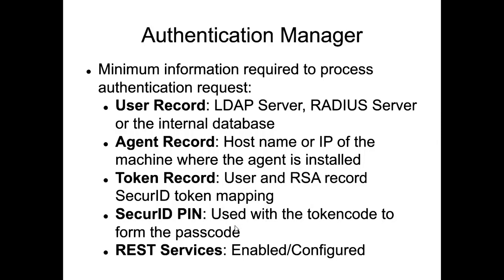Then the SecurID PIN. Each user is allowed to configure his own PIN, so the information about his PIN, which could be 4 to 8 digits, is also required at the authentication manager. And finally, if we are using REST services, as I just mentioned in the previous slide, if we are using the REST API to implement this, then that REST API must be enabled and configured on the authentication manager.